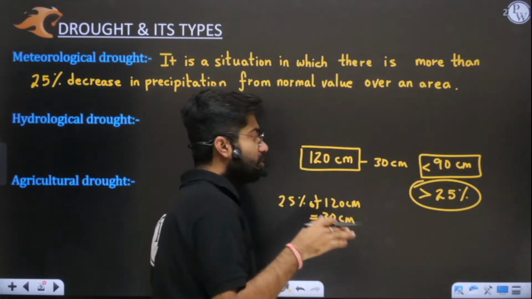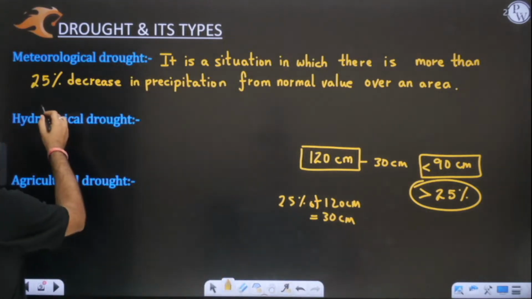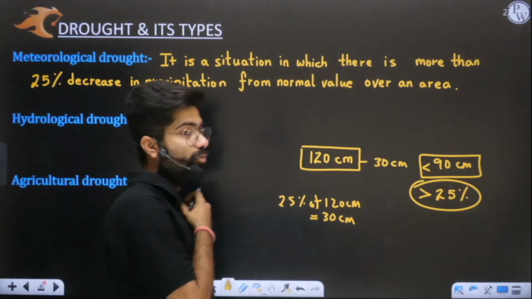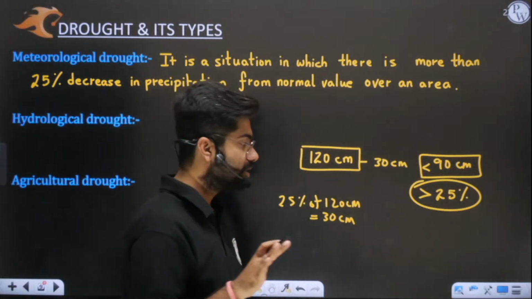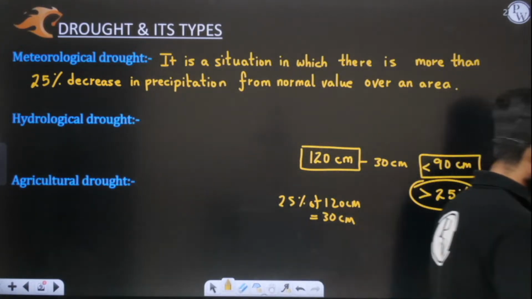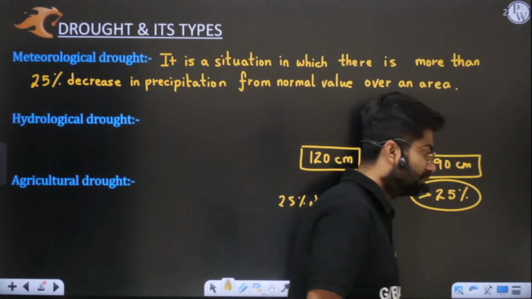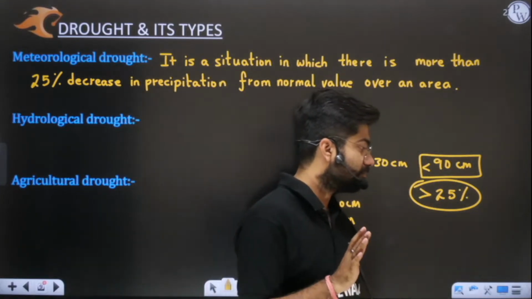When the drop is more than 25%, then obviously the value of rainfall should be less than 90 centimeters in that year. Then I will say drought is there. Is this clear? Everyone kindly comment yes, I am unable to see your comments. Is this clear? That drop should be more than 25%, and the value of precipitation should be less than 90 centimeters in general.